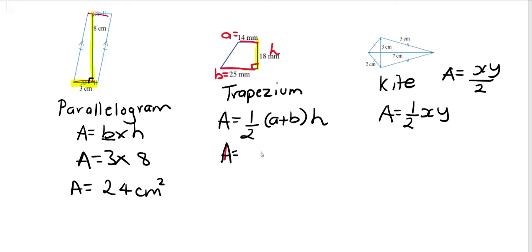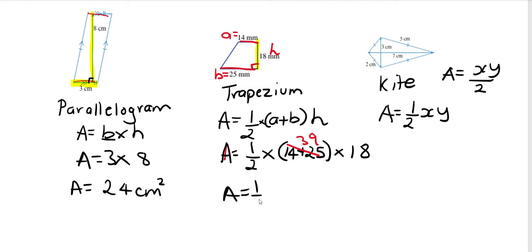Area is equal to, so half. We know there's an invisible times there, so you can write that down if you want to. Now we must do A plus B first. So let's first substitute our values. So A is 14 plus B is 25. And then I times it by H, which is 18. So we've learnt with BODMAS or BIDMAS, we must do brackets first. So 14 plus 25, that will be 39. So I've got half of, so 39 times 18.